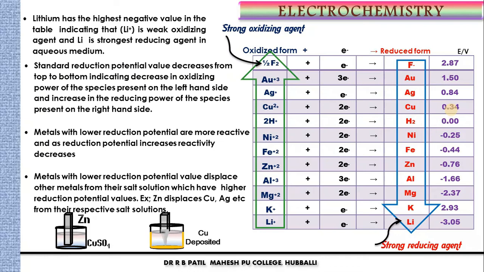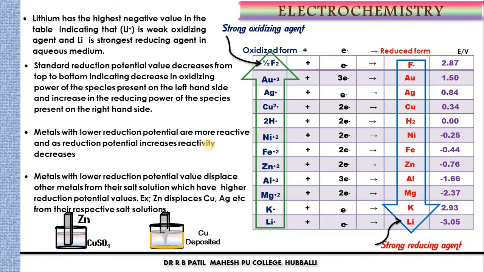Next very important point is the metals which are present below the hydrogen in this electrochemical series, they displace hydrogen gas from the acids. Suppose if I keep zinc rod in HCl, then what happens? Solution turns to be zinc chloride and hydrogen gas is liberated. That is one more information that you can gather from this electrochemical series.